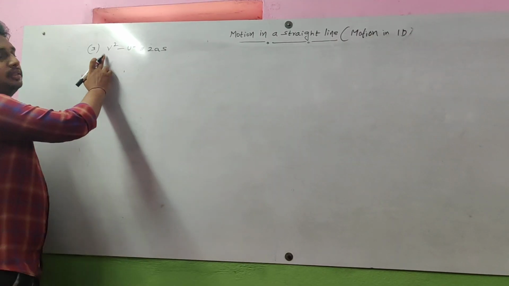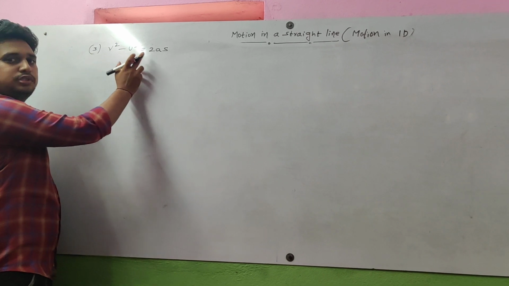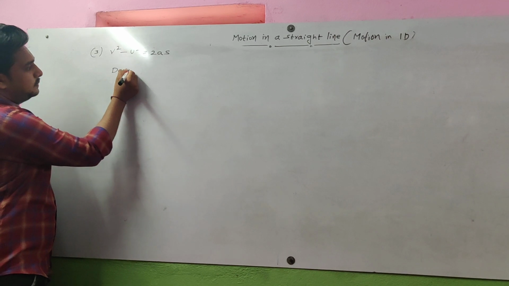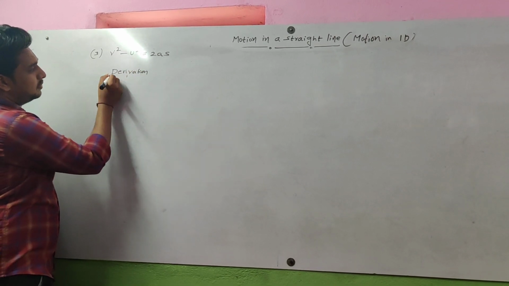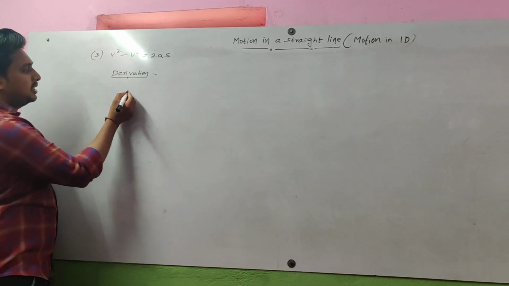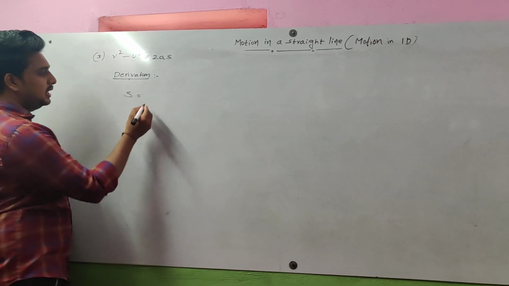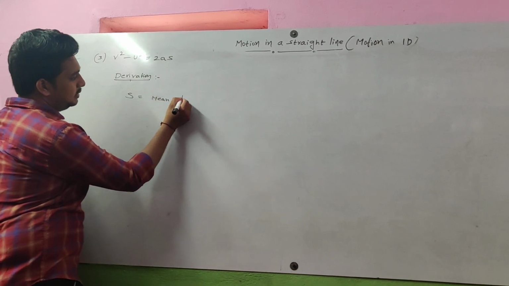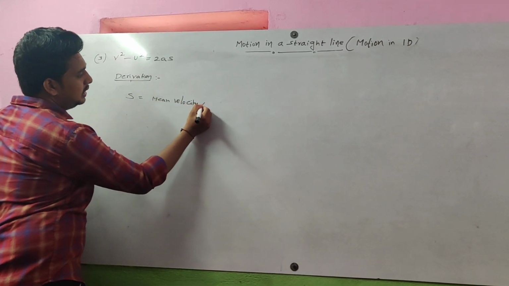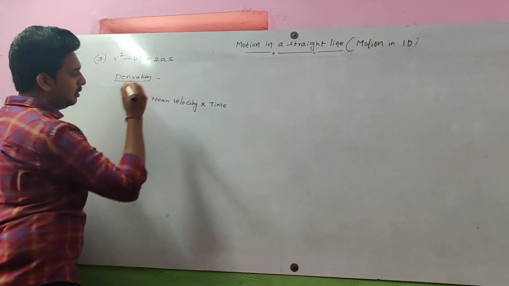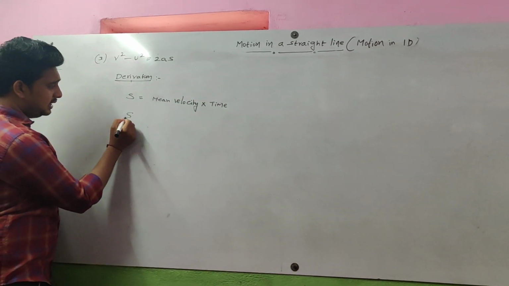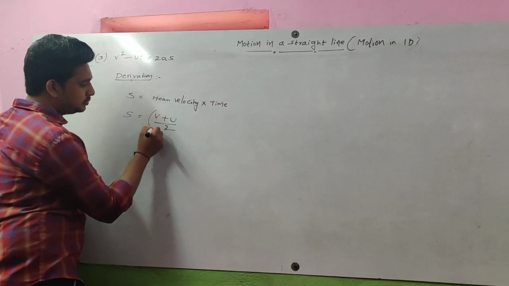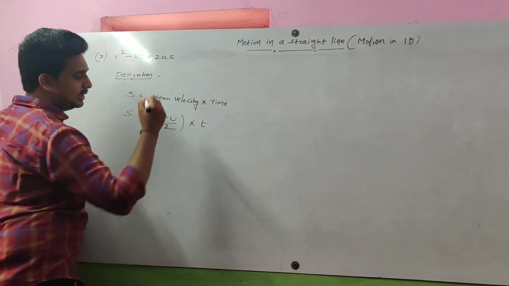Well, the third equation is v square minus u square is equal to 2as. How to derive this one? Derivation. Here distance s is equal to average velocity or mean velocity into time. This formula is important. Here distance s is equal to mean velocity, which means (v plus u) by 2, into time t.